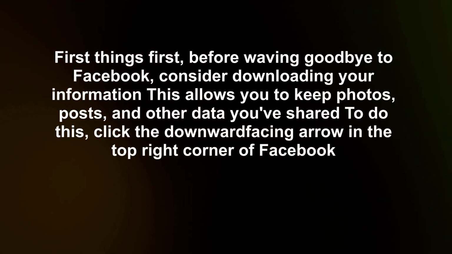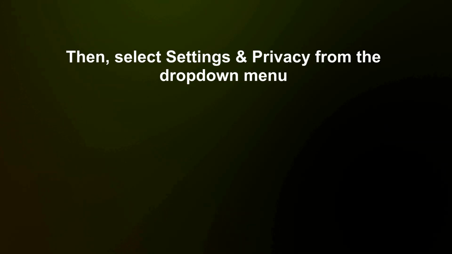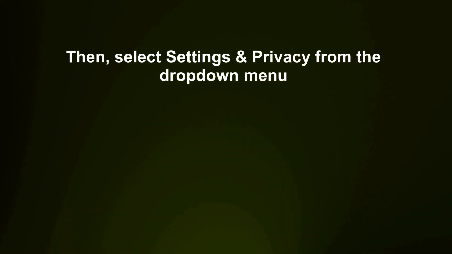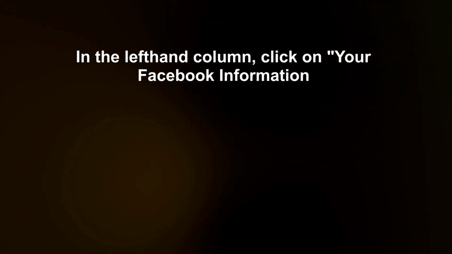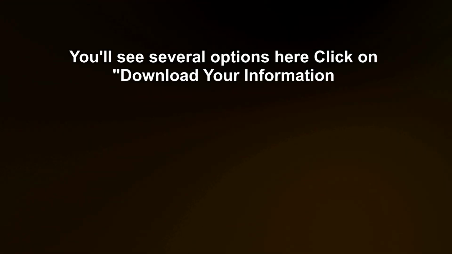To do this, click the downward facing arrow in the top right corner of Facebook. Then, select Settings and Privacy from the drop-down menu. Next, click on Settings. In the left-hand column, click on your Facebook information. You'll see several options here. Click on Download your information.